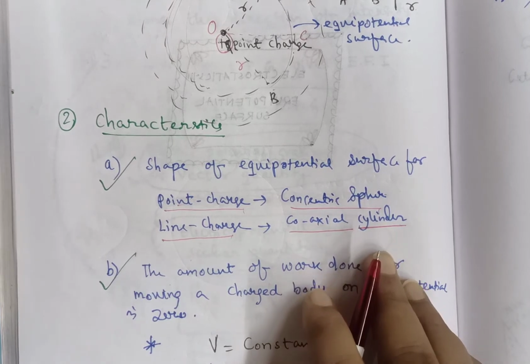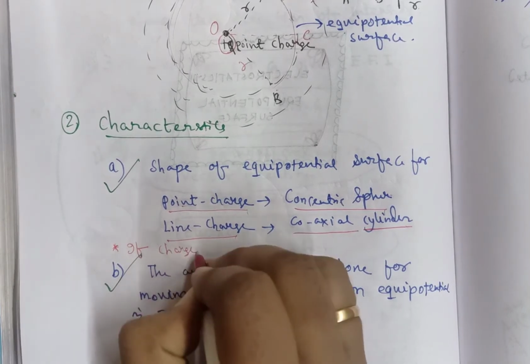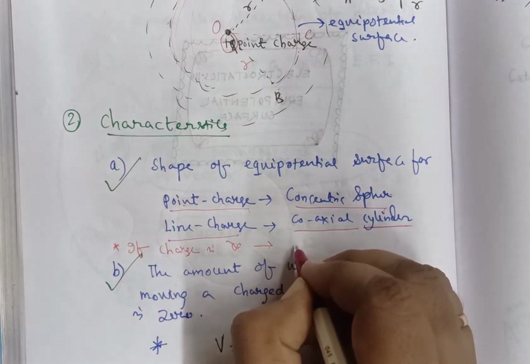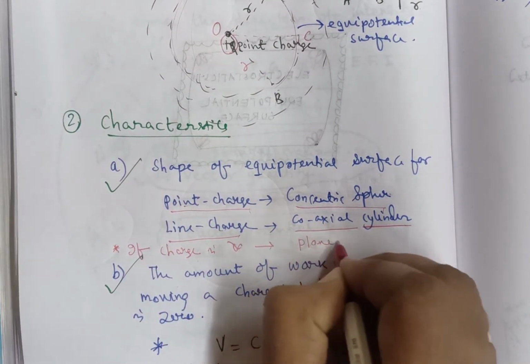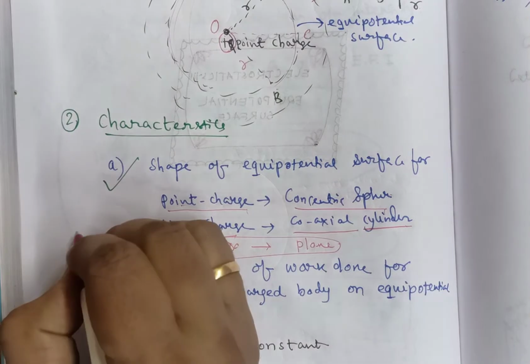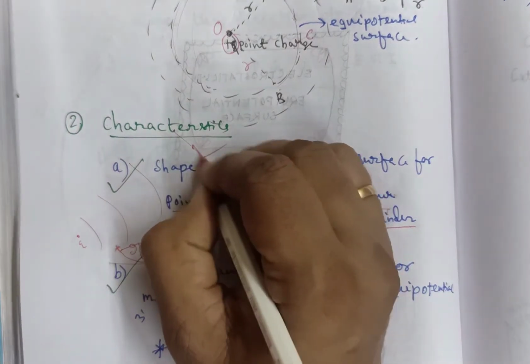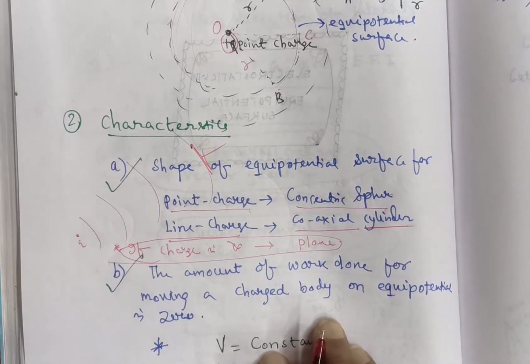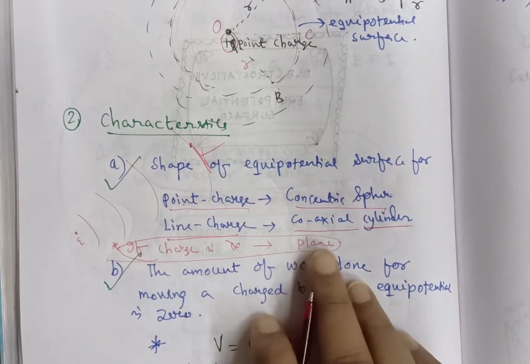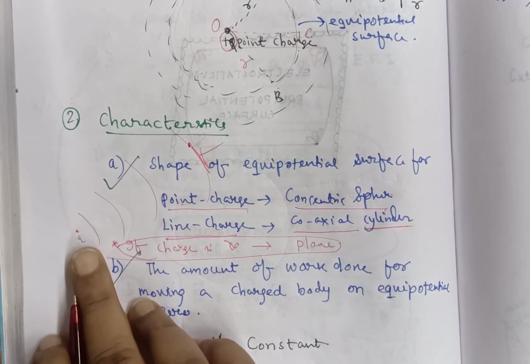If the charge is at infinity, whether it is a point charge or a line charge, then the shape of the equipotential surface will be a plane. You should remember, if the charge is situated at infinity, and we discuss a surface at a very far point, the surface will appear as a plane surface. So the surface is a plane if the charge is situated at infinity, whether it is a point charge or a line charge.